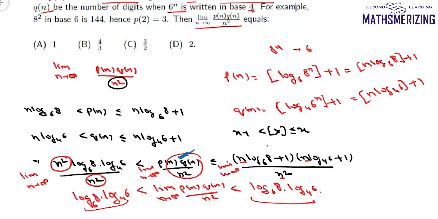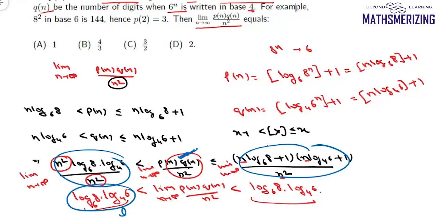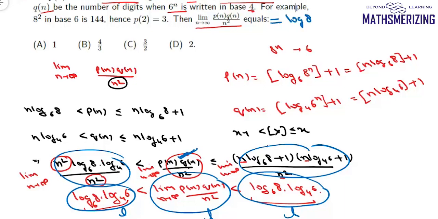Now the Sandwich theorem says if f(x) lies between g(x) and h(x), and if the limiting value of g(x) is L and the limiting value of h(x) is L, then the limiting value of f(x) is also L. So which simply means the value of this limit is equal to log 8 base 6 into log 6 base 4.